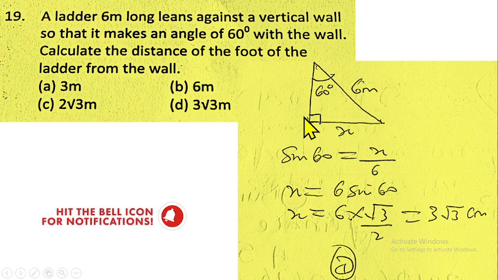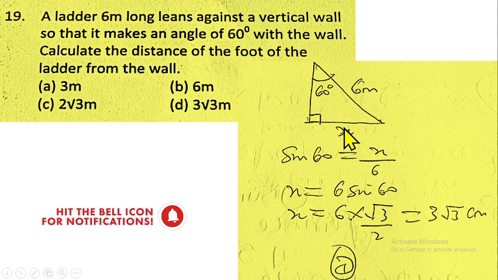A ladder rests against a vertical wall so that it makes an angle of 60 degrees with the wall. Calculate the distance of the foot of the ladder from the wall, from here to here. That's what we are looking for, and that's what we represent as x.